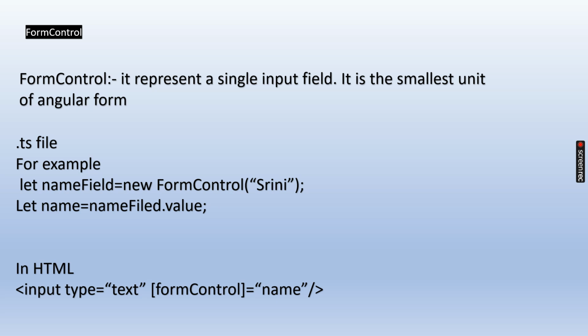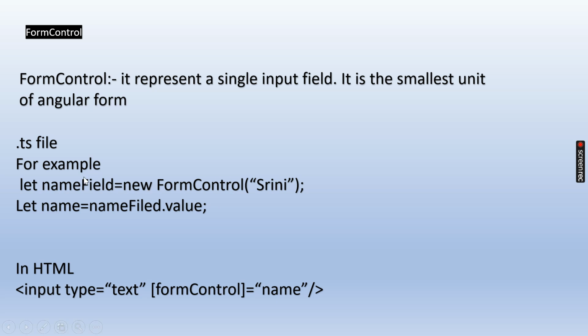Suppose in a form you have only one field, like the name field you want to display. Suppose a particular user logged in and you want to say, hi user, welcome, or the logged in username. Something like that, where you have only one form field, then you have to use the form control. But imagine if you have multiple fields, then you have to use a form group.